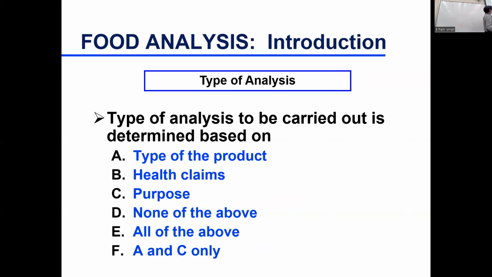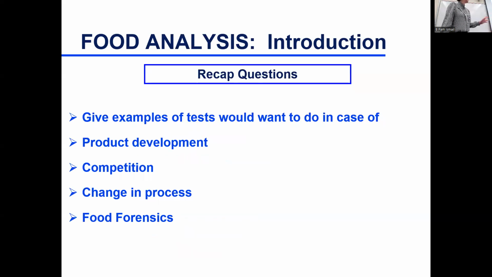We want to know what type of product we have. Is it high in fat? Do I need to look at lipid oxidation? Or fat is not a problem, but the type of product has protein that I need to think about for fermentation, for example, like the example I gave you. Health claim, what am I claiming in terms of health? Purpose, is it a storage study? Is it a nutrition label? Is it quality control? That's how I determine the type of analysis. So all of the above. This is, again, a recap question to help you study for this particular topic.